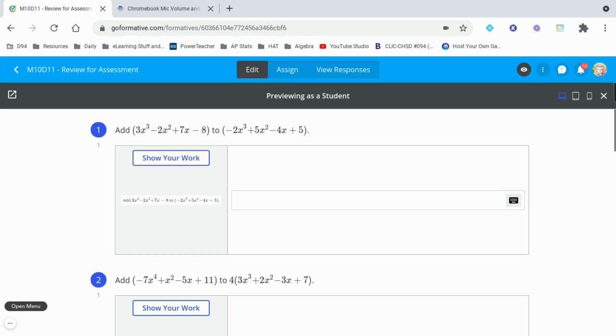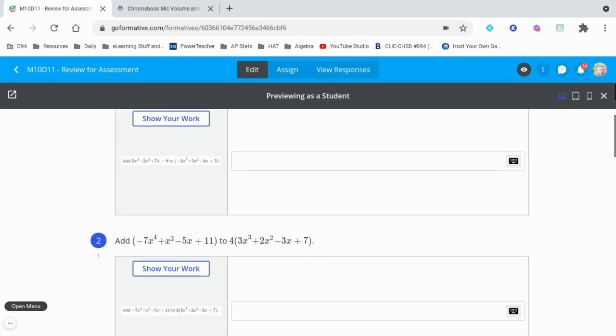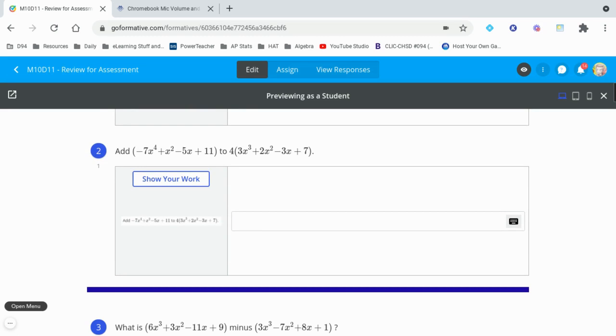Everybody, Mr. Hayes here. I thought I would go through some of these problems just to make sure that if you have any questions about how to set them up, we'd be good to go with that. So the intention here is obviously to add, subtract, and multiply polynomials. I'm going to go through the evens here.